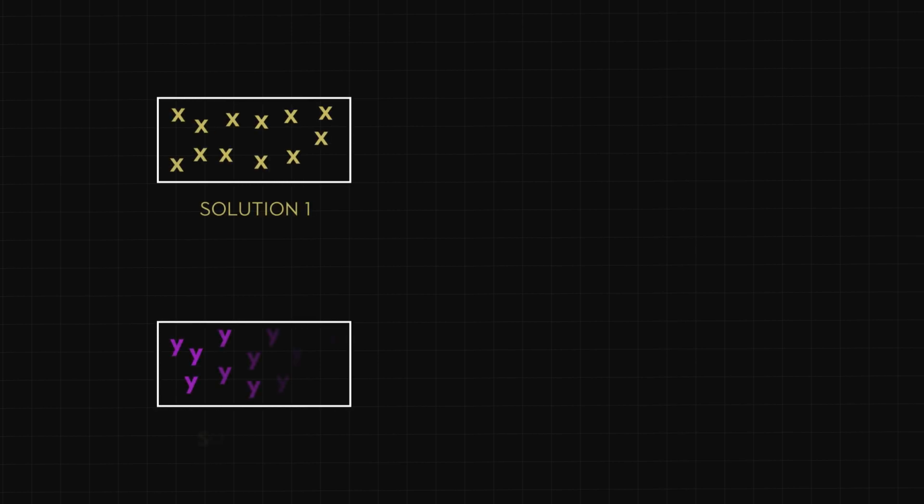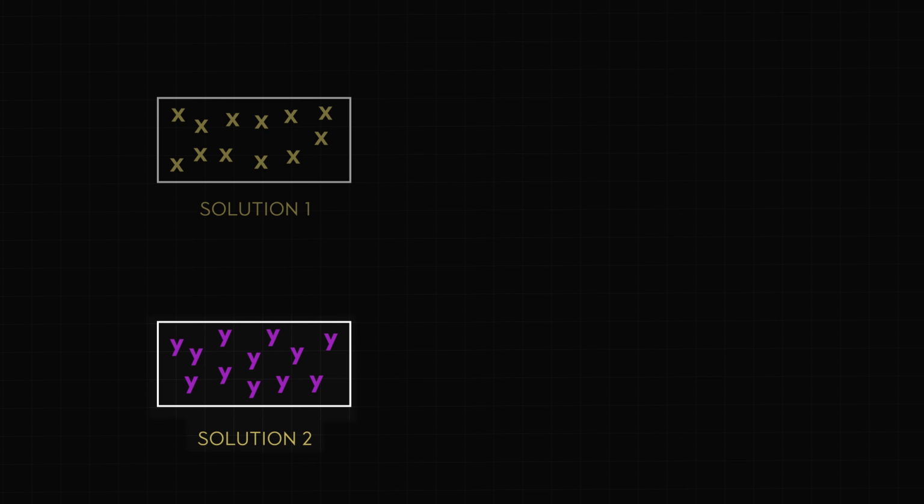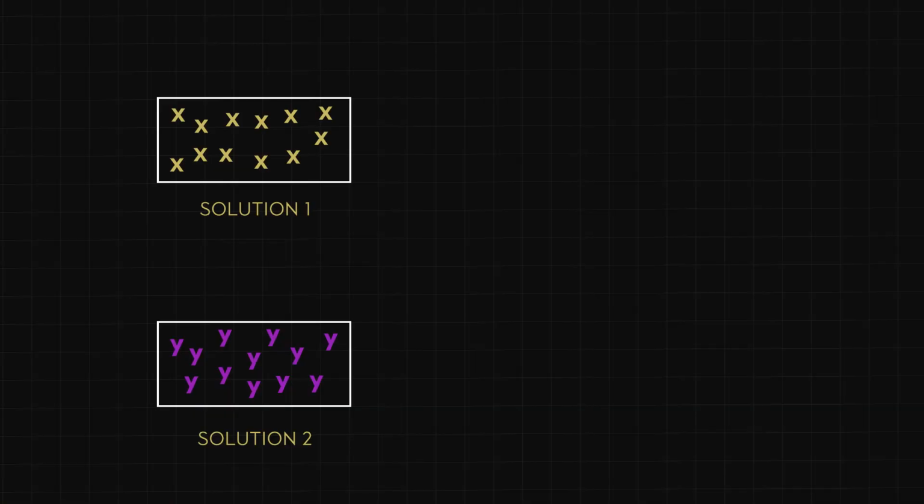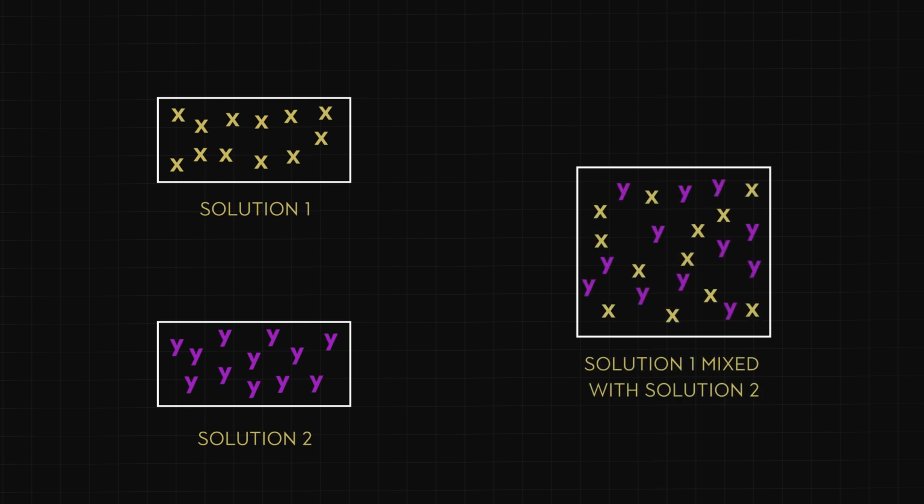But what if instead of water, I decided to add another solution to my first solution? I will show the moles of the second compound as Y, and I will keep the volume of the second solution the same as the solution above. What will happen? In this case, even though my total volume of solution increases, the number of moles of X remains the same as in the first solution, and the number of moles of Y remains the same as in the second solution. I have effectively diluted both solutions.